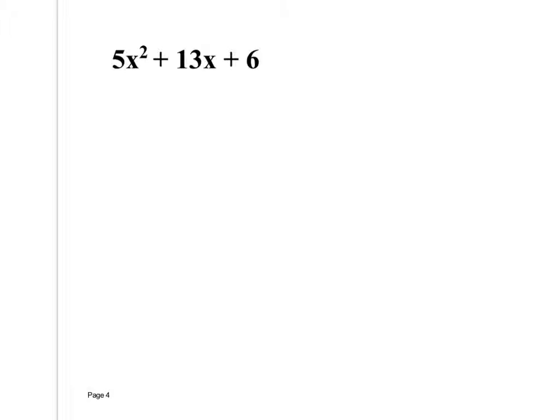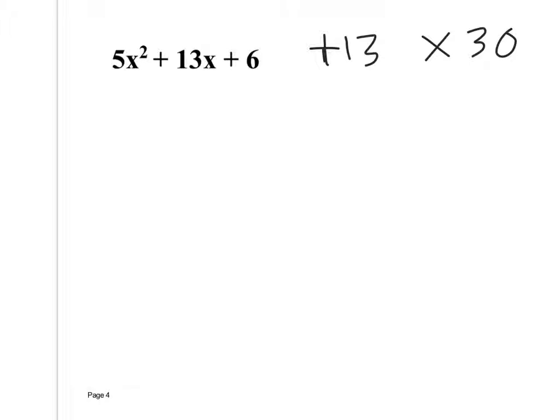So here, I just have to go through and figure out what adds to give me 13 and multiplies to give me what, Gage? 6? Nope. Or 5. Or 15. Savannah? 30. I'm looking for what multiplies to give me 30.